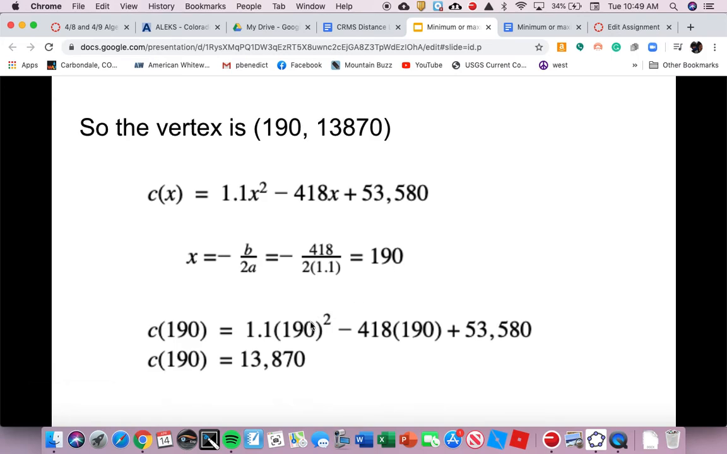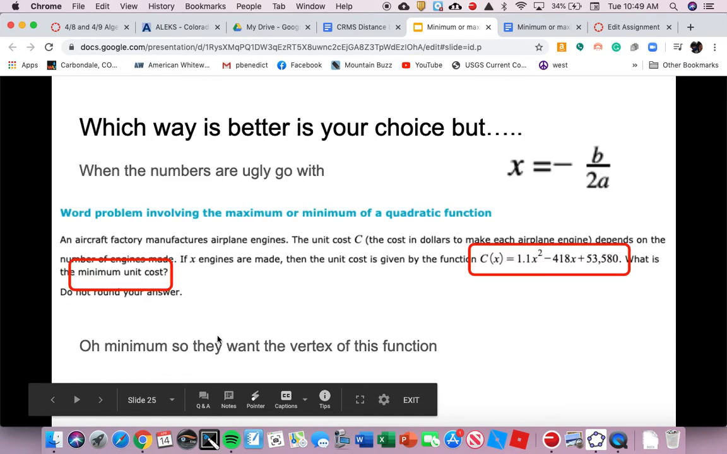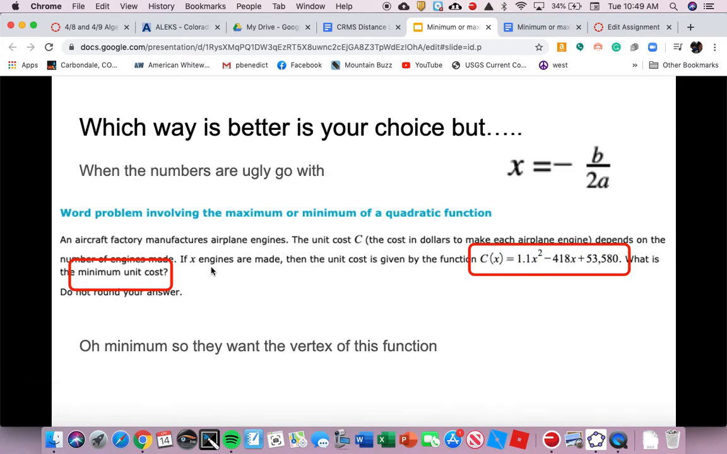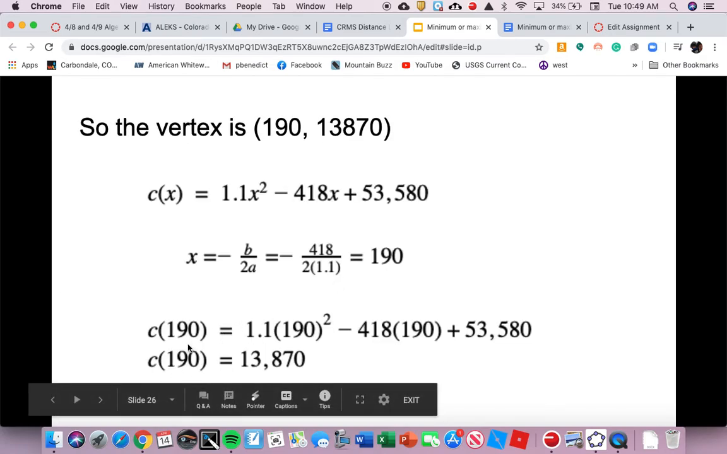Then I take that x value and I plug it in, and solve to be 13,870. Now, if you remember by looking at the question, the x value is engines made, and the unit cost is the y value. So in other words, at 190 engines, the unit cost will be its minimum value and will be 13,870 for each engine.